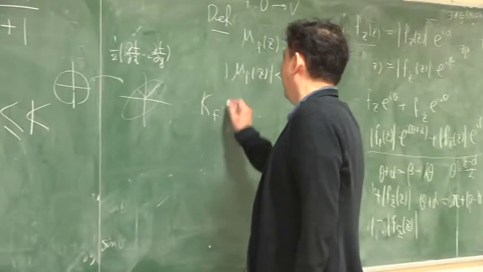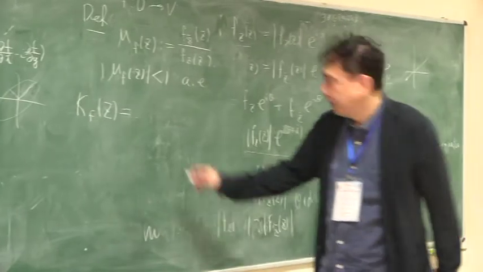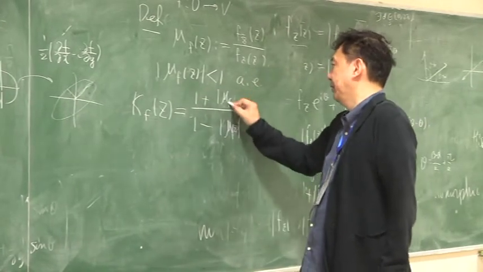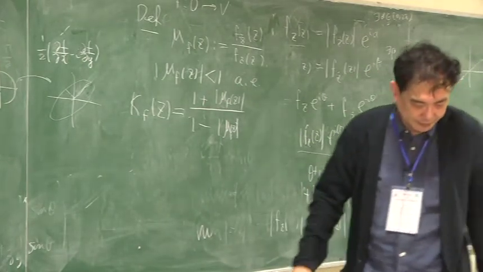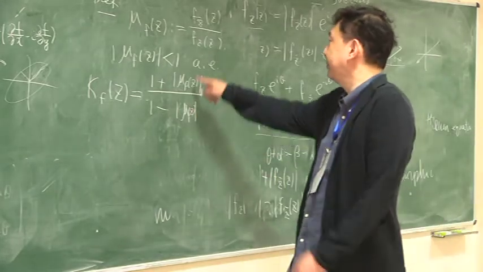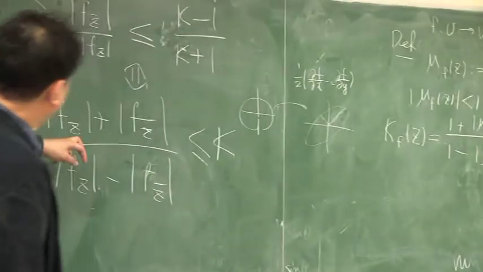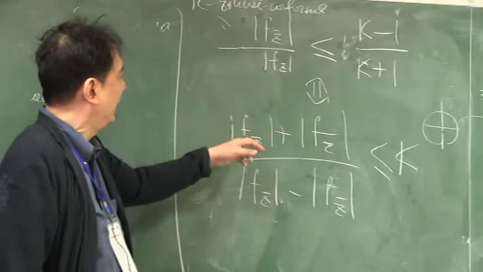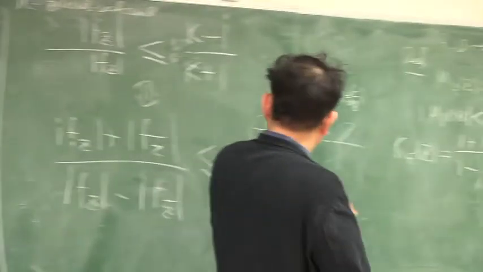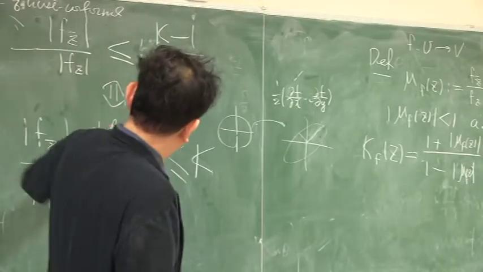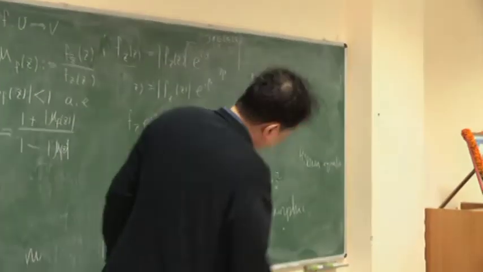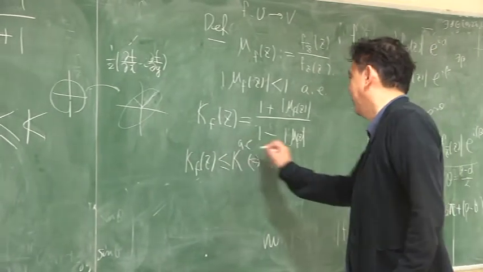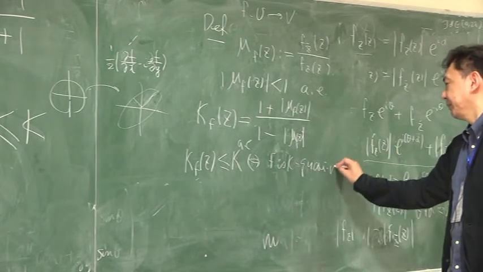And we define K_f(z) to be 1 plus the absolute value of mu_f(z) over 1 minus the absolute value of that. Okay. This is just obtained by dividing everything, the denominator and numerator, by the absolute value of f_z. Then you get this one. So this is nothing but this one. And if K_f(z) is less than K almost everywhere, then f is K quasi-conformal.